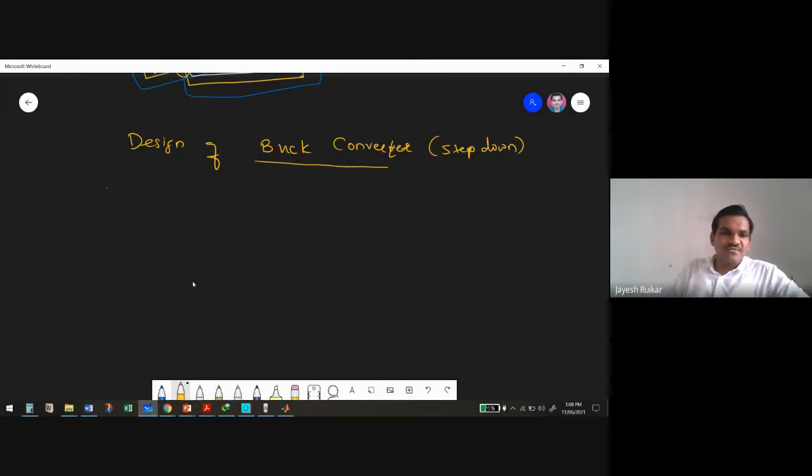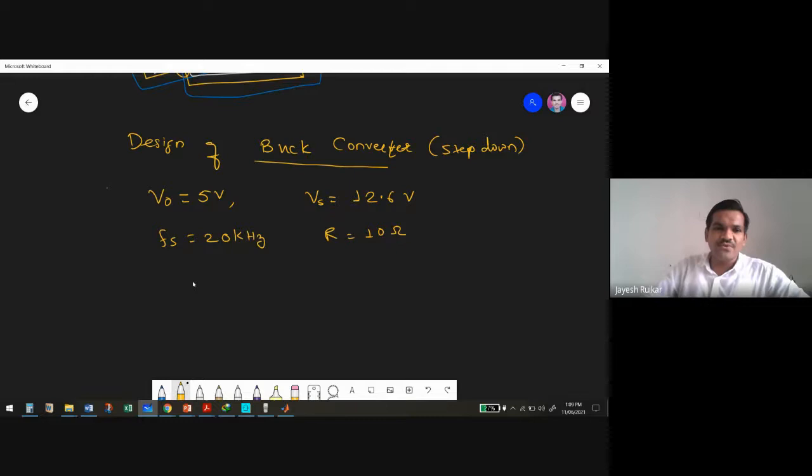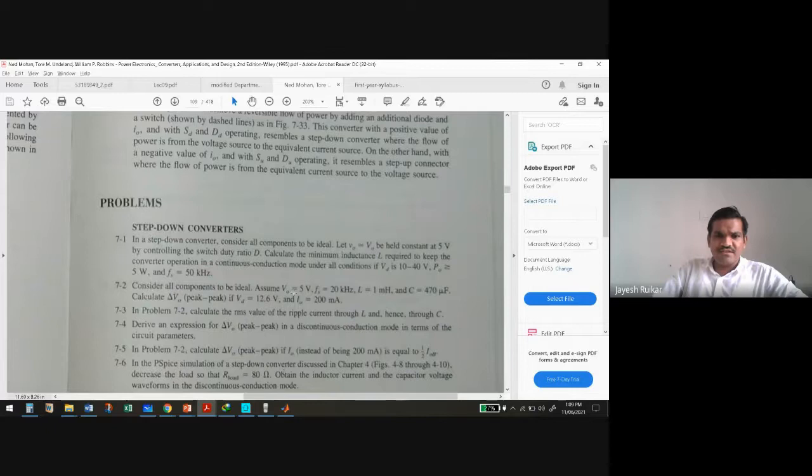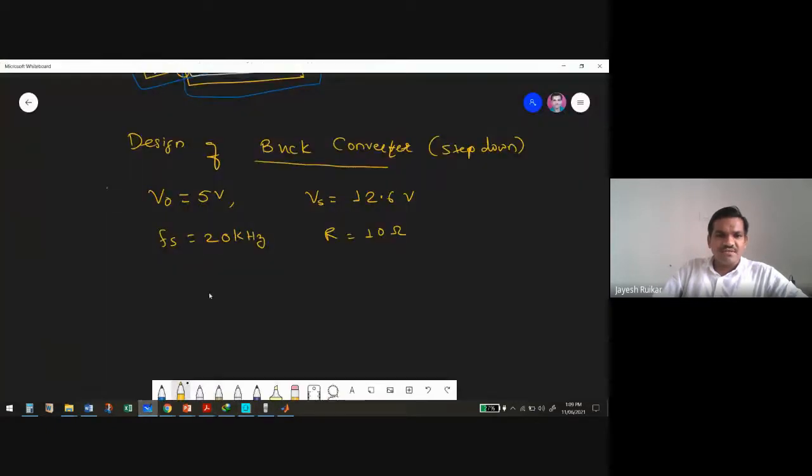So for the design of the buck converter, we have output voltage V0 equal to 5 volts, and VD, or we can say VS, the source voltage, is 12.6 volts. The switching frequency fs is 20 kilohertz, and R we will take as 10 ohms. This is your load resistance. We have taken this reference problem, and we will start designing the buck converter, or step down converter.